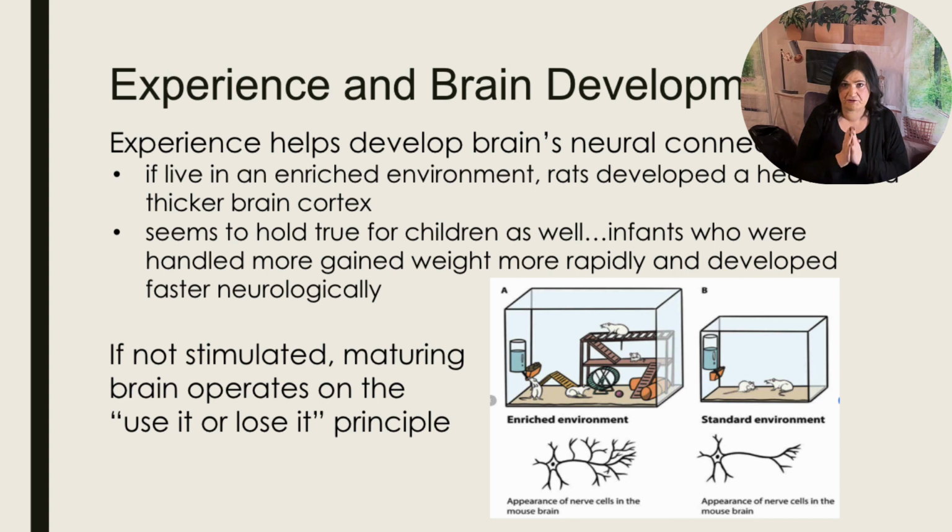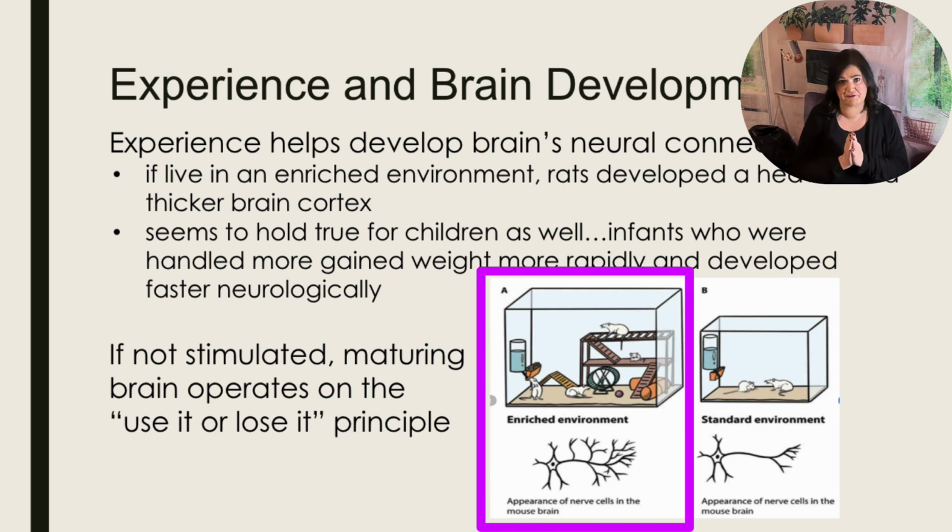So you'll see here, if they lived in an enriched environment, the lab rats developed a heavier, thicker cortex, right? The cerebral cortex was much thicker. And if you look at this image down below, you kind of see the neuron looks so much more connected, right? With lots of little tree branches, the one that has the enriched environment next to it, right? The neural networks and the synapses become so much stronger and so much more prolific.